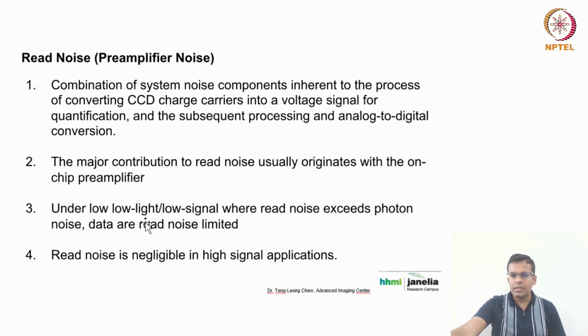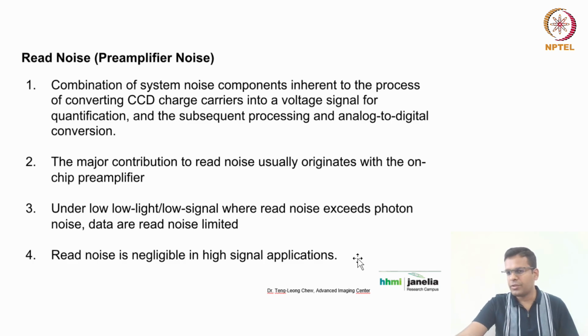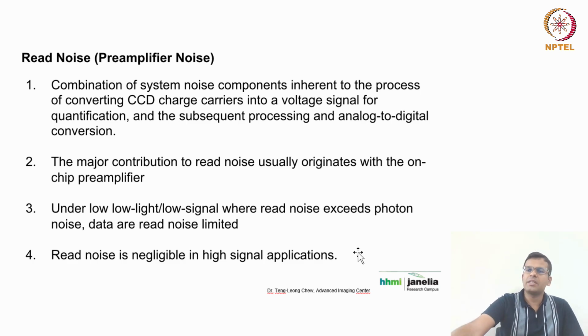Under low light or low signal, where read noise exceeds photon noise, data are read noise limited. So this is another type of camera noise which mostly matters when you are imaging very low fluorescence samples. Read noise is negligible in high signal applications. So if your signal is high, then you should not worry about read noise. But when you are imaging a sample with low light fluorescence, then you should worry about read noise.